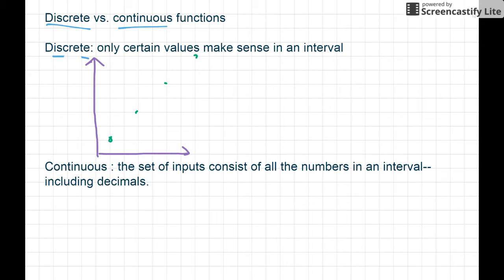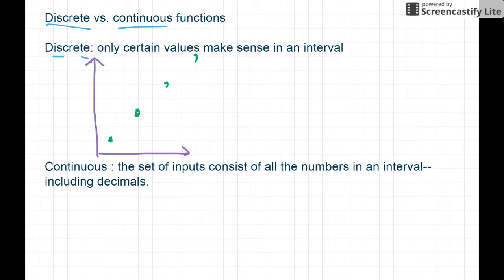So it would only be whatever that dot is right there. It looks like 1, 1. This one, 3, 3, 5, 5, and 7, 7. So the discrete domain would just be 1, 3, 5, and 7. The line is not connected, so we are not including the numbers in between.